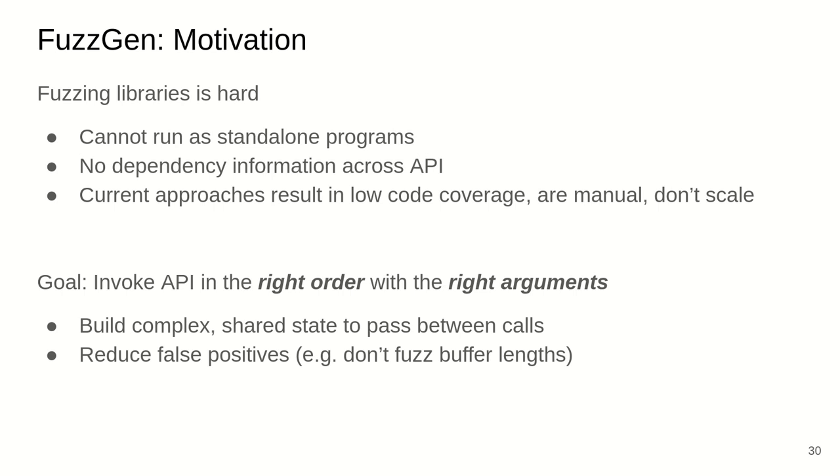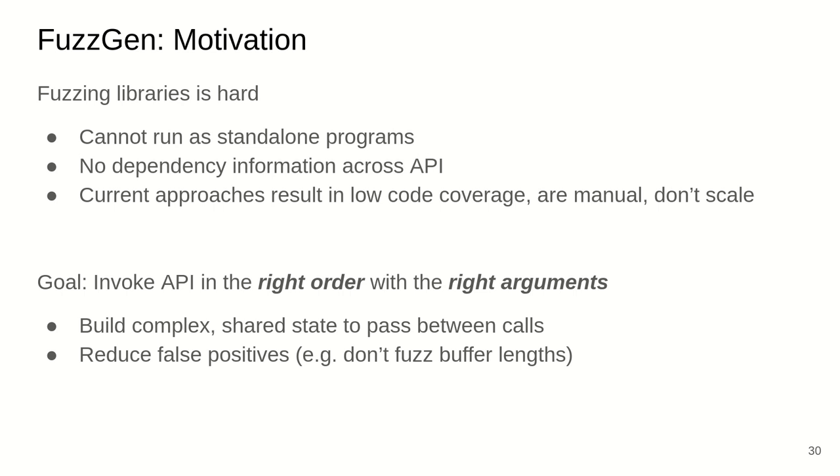For example, you can only read from a file after opening it, or you can no longer write to a file after closing it. So there's a lot of dependency information between API calls that is maybe not necessarily explicit in the library itself. So the goal for library fuzzing is to invoke the API in the right order with the right arguments, and then decide where to feed in the fuzz input.